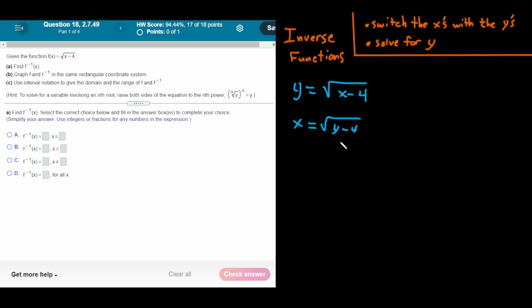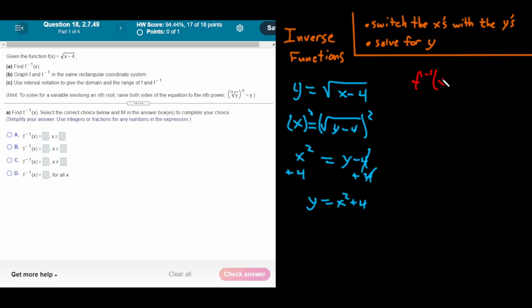So now what do we have left? We're going to go ahead and square both sides. So we're going to raise this to the second power. We're going to raise this to the second power. We get x squared is equal to y minus 4. Get the y by itself. We're going to add the 4. You get y is equal to x squared plus 4 now because they cancel. This is your inverse now. So your inverse, remember, once you get the y by itself, that's your inverse, x squared plus 4. We have everything we need.